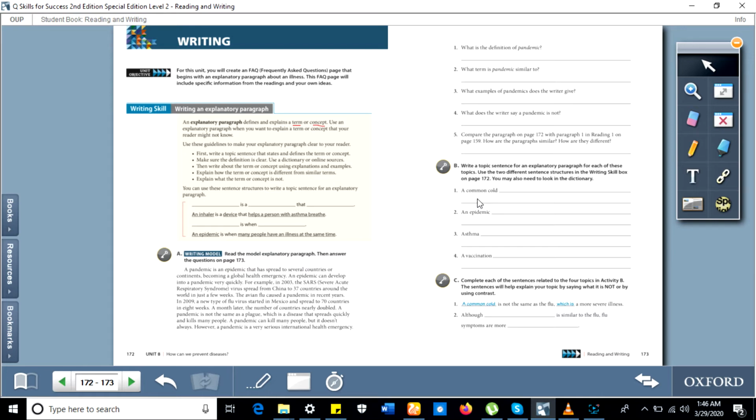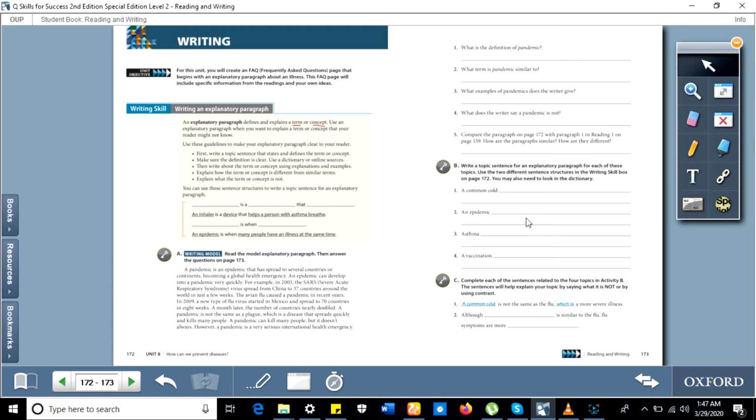Right? And then the next sentence here is an epidemic. So an epidemic, so you can take this sentence for example, an epidemic is when many people have an illness at the same time. So you can write here, right, like this. So like this you can create a definition about asthma and a vaccination.